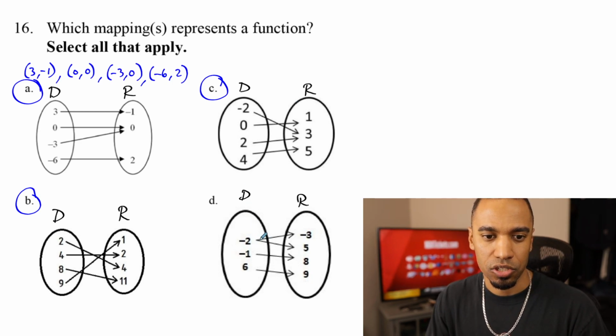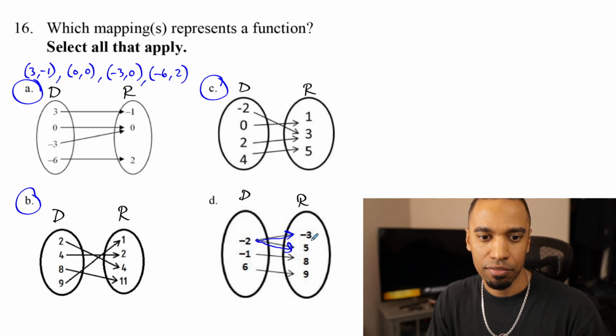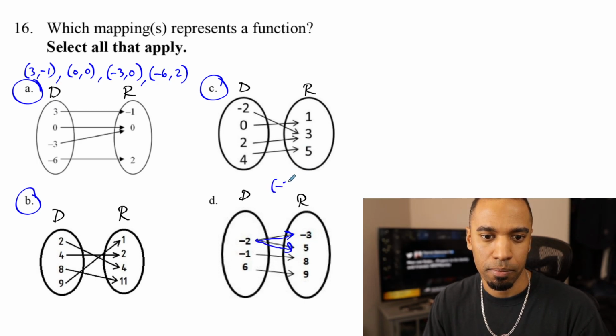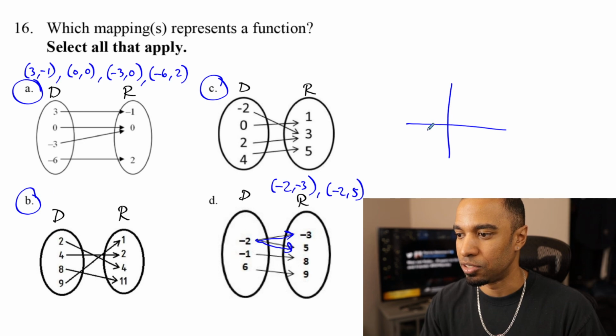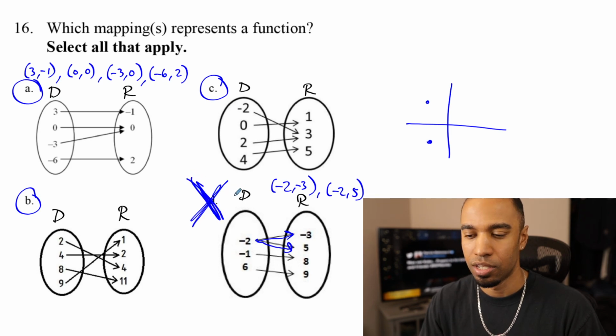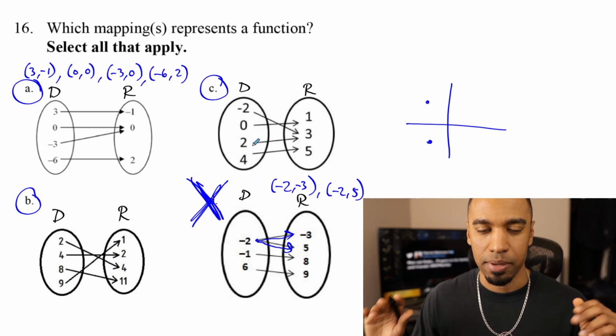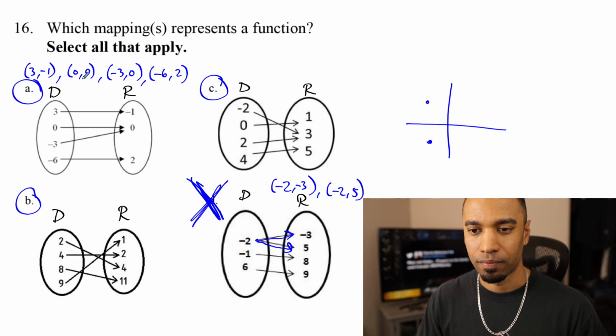D is where you see this scenario that's rearing its ugly head. Negative 2 pointing to negative 3 and a 5. That means there's a coordinate pair that's negative 2 comma negative 3 and negative 2 comma 5, which means when you graph those things, there's one that's right here, one that's right here. That is not a function. It just needs to miss once for it to not be a function. While A, B, and C work, D does not. All right, so that's the last problem there, and that'll do it for me.